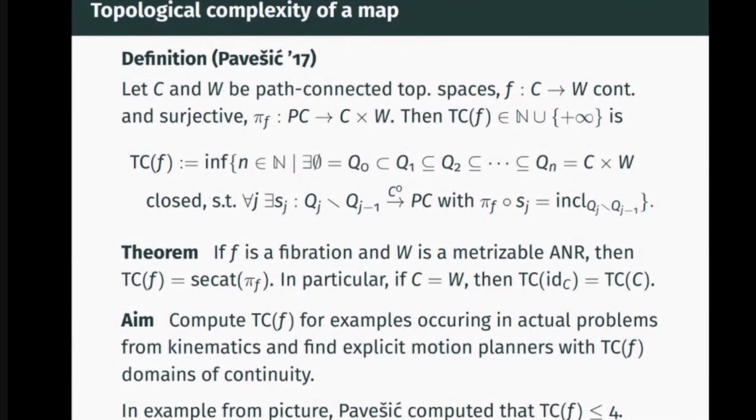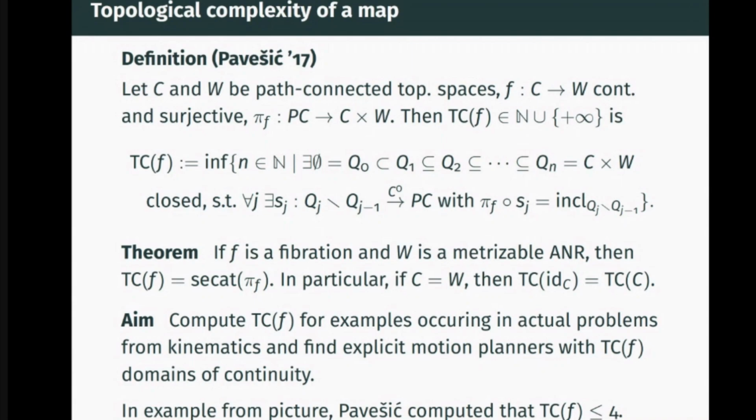This is what Pavešić has done for many examples, to find explicit motion planners for these examples and work with them. This is something Pavešić has started doing, and this is still an active field of research. Since this is only a few years old, there's not that much research on this yet, but this is how you can get to the thick of it in robotics.